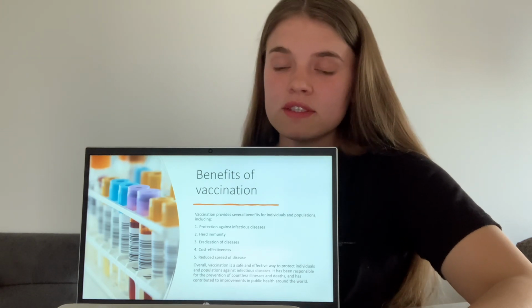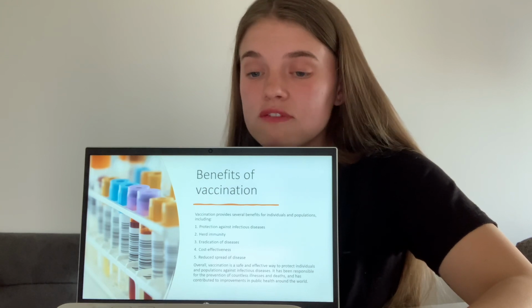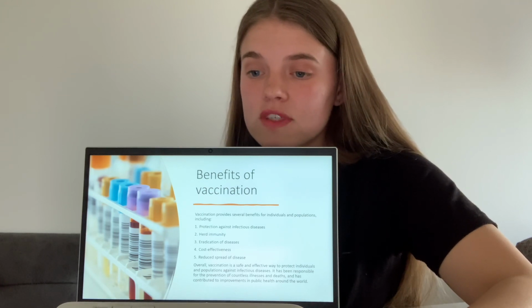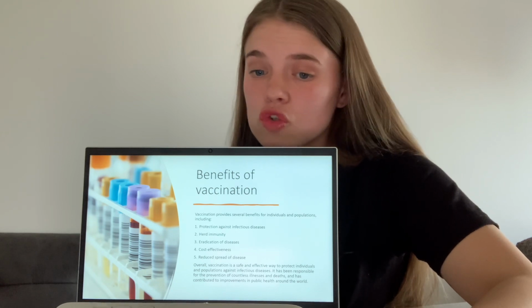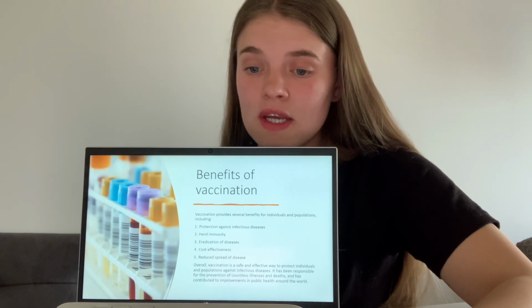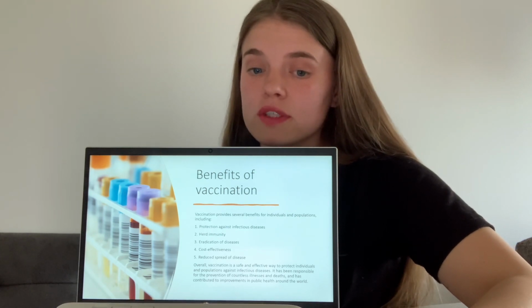Vaccine hesitancy. This refers to the reluctance or refusal to receive vaccines due to concerns about their safety, efficacy, or potential side effects. Lack of access. Some individuals may not have access to vaccines due to geographical, economic, or social barriers.